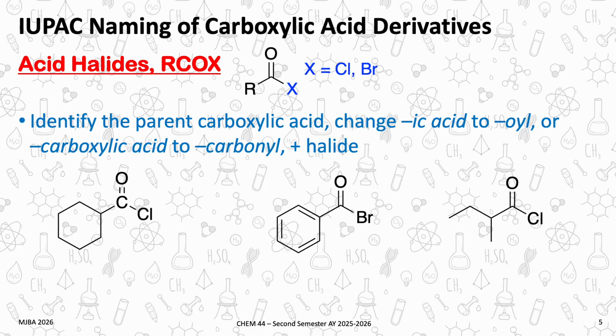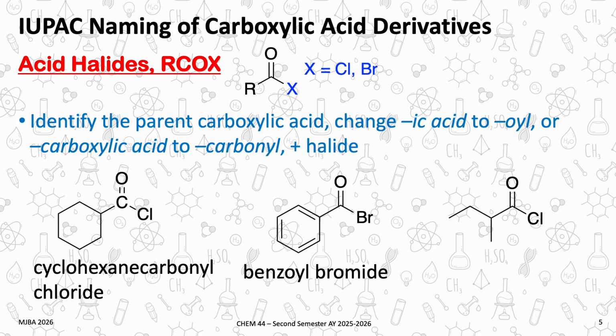So with these examples, the carboxylic acid again is cyclohexane carboxylic acid, so we drop the carboxylic acid and just change it to carbonyl. So this will become cyclohexane carbonyl chloride. Here, we're going to name this according to the accepted common name, which is benzoic acid. So drop the -ic acid, benzoyl, and then since this is Br, this becomes bromide. So benzoyl bromide.